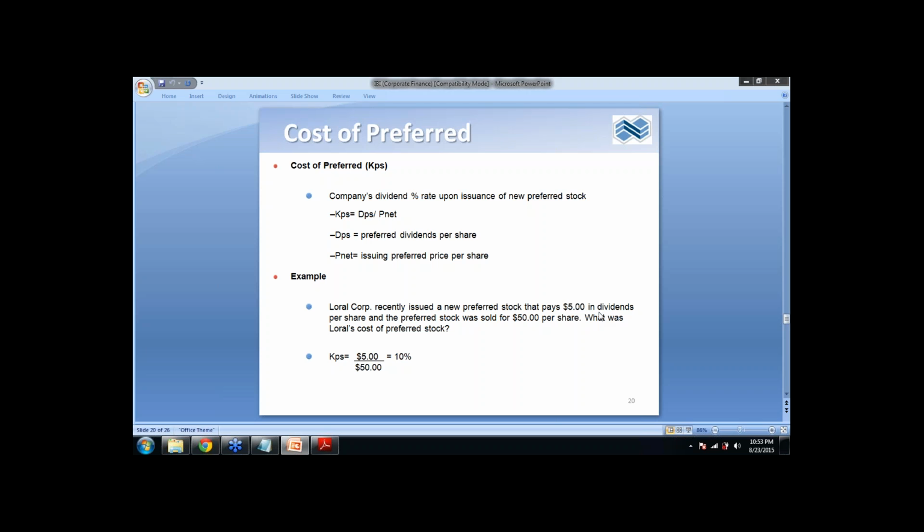You pay $100 and you take one share of the company. Okay, so in that case, you'll get $5 as a dividend as per this example. So per share, the person should be getting $5 in dividends. Okay, and then the preferred stock was sold for $50 per share. What was the cost of the preferred stock? So here, do you see KPS is 10%. KPS means it is the cost of preferred.